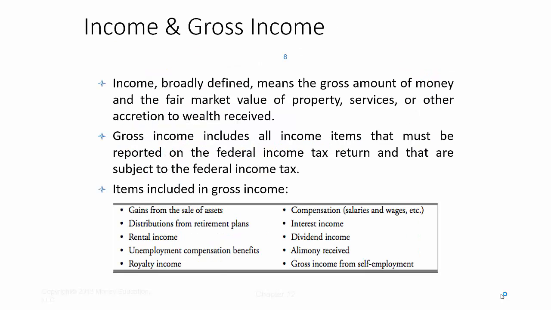So what's income? What's counted as gross income? Income, broadly defined, means the gross amount of money and the fair market value of property, services, or a creation of wealth received. Gross income includes all income items that must be reported on the federal income tax. Examples of this: income from rental property, unemployment, royalties, alimony, and if you're self-employed and set up as a sole proprietor or LLC and you're the managing member or shareholder, then that's one way. Dividend income, but remember, income can be split into 3 categories. Remember what they are, because they have a direct result in the way they are taxed.